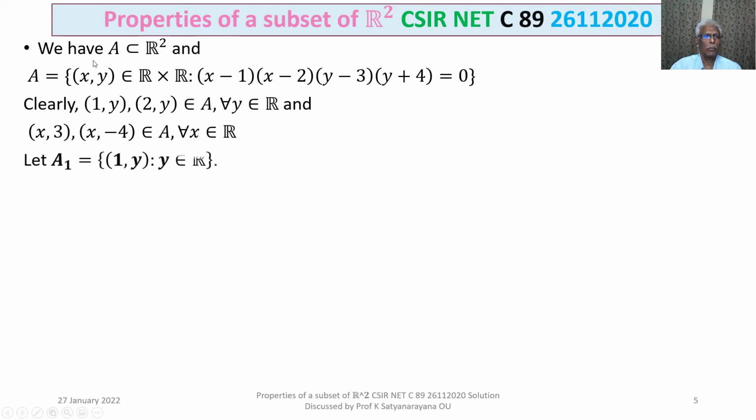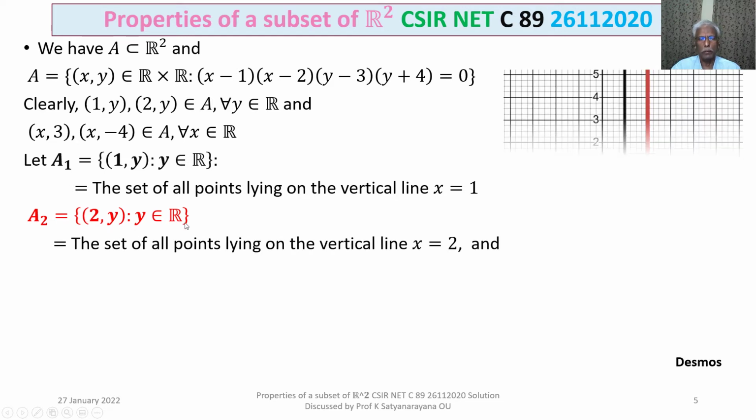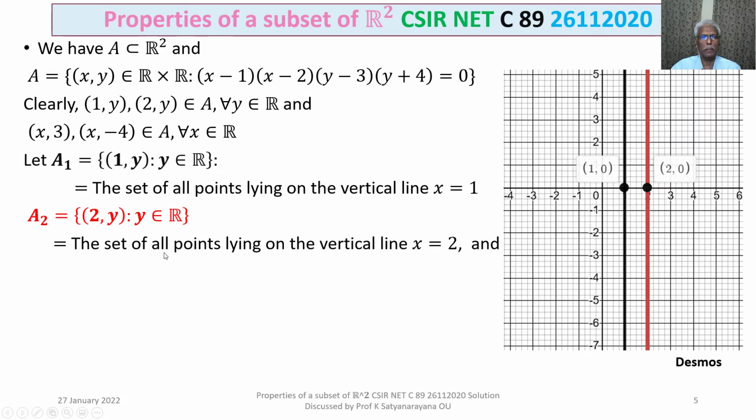So now let A1 be the set of all ordered pairs 1 comma y, y belongs to R. What are they? That is the set of all points lying on the vertical line x is equal to 1 in R square. A2 is the set of all ordered pairs 2 comma y, y belongs to R. And that is the set of all points lying on the vertical line x is equal to 2, and they are shown here. So x is equal to 1, the line, x is equal to 2, the other line.